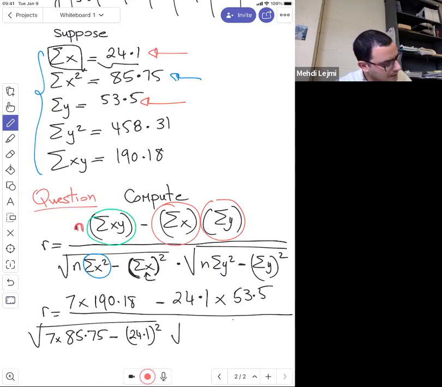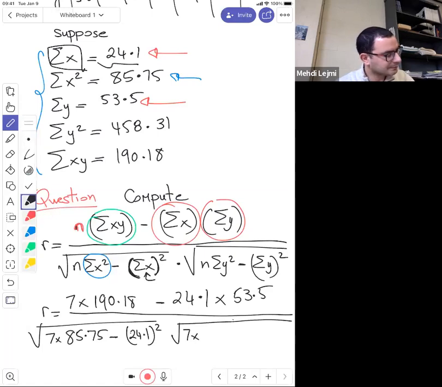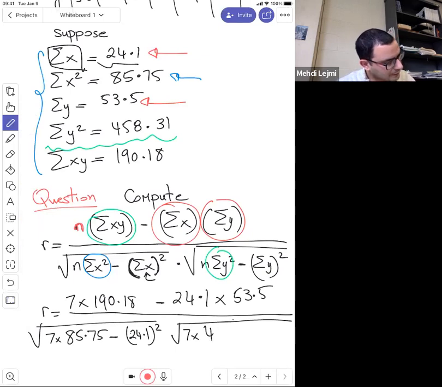Times, and now we do the same thing with the y. So there's a 7 again times the sum of the y squares, right? That's this number right here, 458.31, minus, and then there is a parenthesis and square, and inside the parentheses is the sum of the y's. The sum of the y's is this number right here, the 53.5.